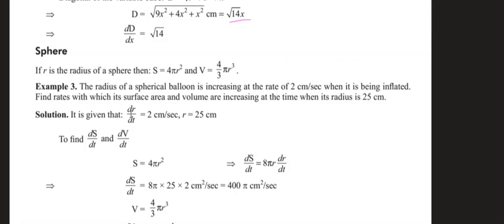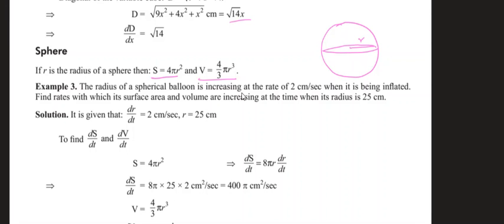In the case of sphere, we know already that volume is 4 by 3 pi r cube, is it not? Here r is the radius. So S, that is surface area of a sphere, is given by 4 pi r squared, and volume of sphere is 4 by 3 pi r cube. Now based on that we can work out the question asked here.